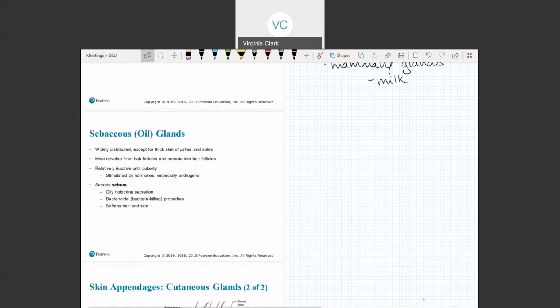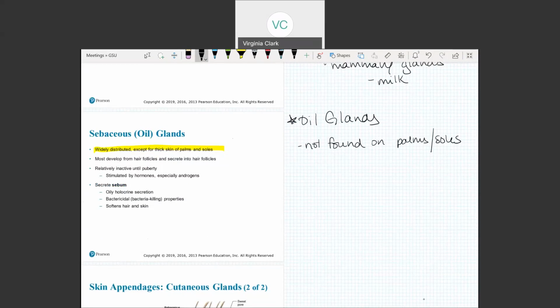Okay, so those are your sweat glands. What is happening with your sebaceous or your oil glands? So these are also going to be widely distributed, but these are not found on your thick skin, which is going to be your palms and the soles of your feet. So this is a little bit opposite from the other ones. So this is why you don't produce oil on your hands or your feet.